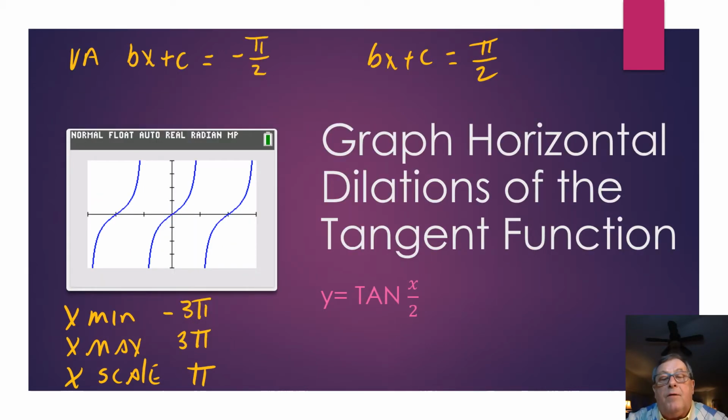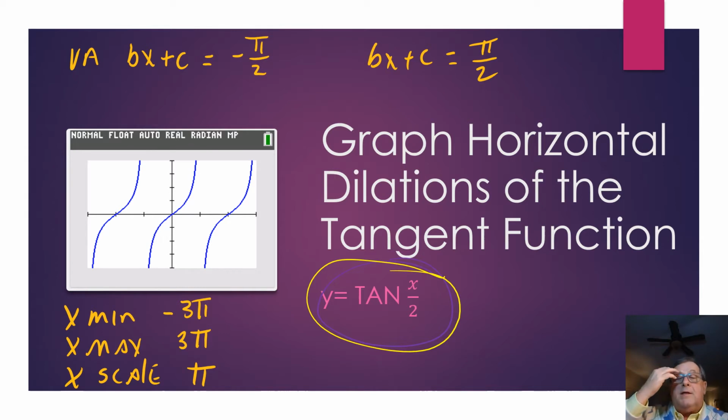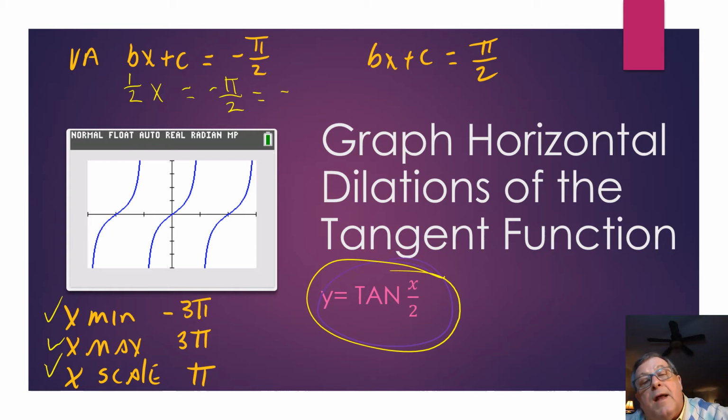The horizontal dilation. This time we've got y equals the tangent of 1/2 x, let's say, or x over 2. This time I set my x minimum at negative 3 pi, my x max at 3 pi, and I did an x scale of pi. Now why did I do that? Well, I'm anticipating what's going to happen to my asymptotes. So if my vertical asymptotes equal bx plus c equals negative pi over 2, and if I substitute in 1/2 for b, and in this case we have no c, so I'm just going to leave it off, well, if I divide everything by 1/2, that's the same as multiplying by 2. And so I should see a vertical asymptote at negative pi.